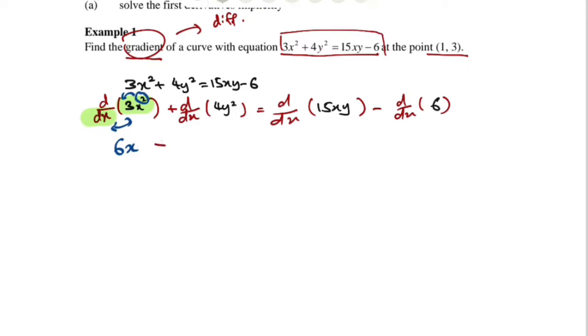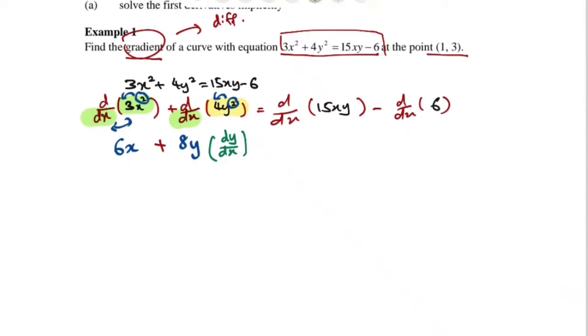Next term is 4y squared. So this is in terms of y, but we want to differentiate with respect to x. Both are in different variables, we have to write dy over dx behind it. And then just differentiate 4 times y squared as usual. Bring 2 to the front, multiply with 4, you get 8y.